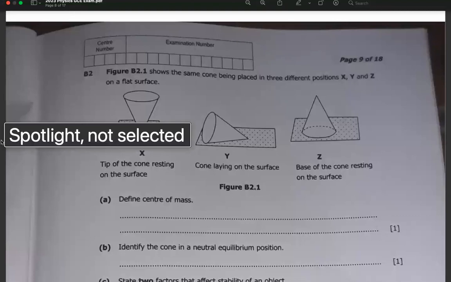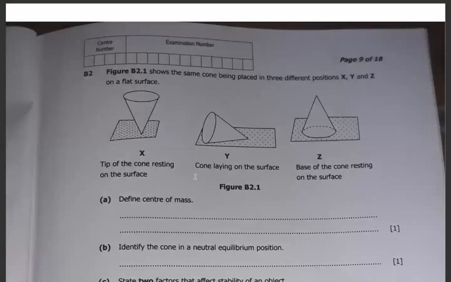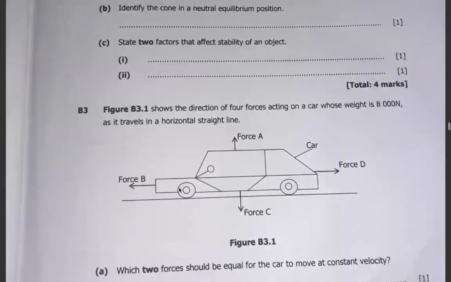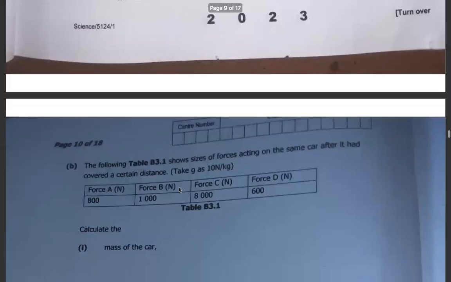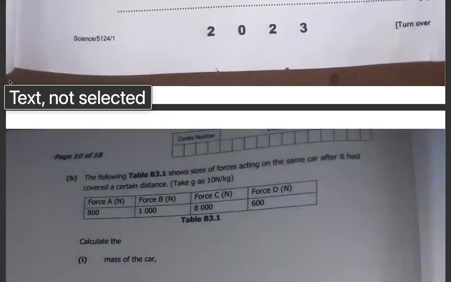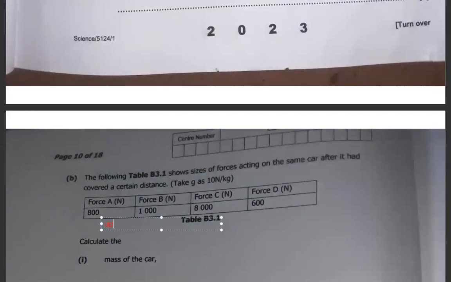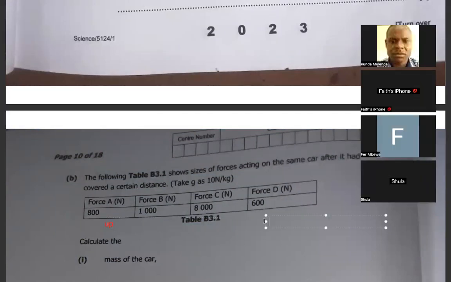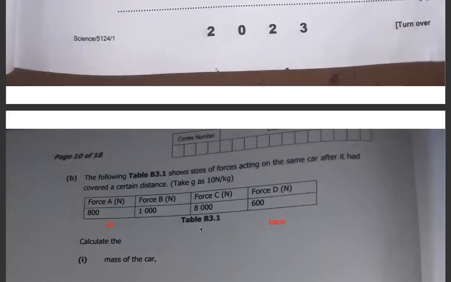It was here I was saying that this is the upward force. This is the backward force. This is the weight, which is down, and this down here is our forward force, our driving force.